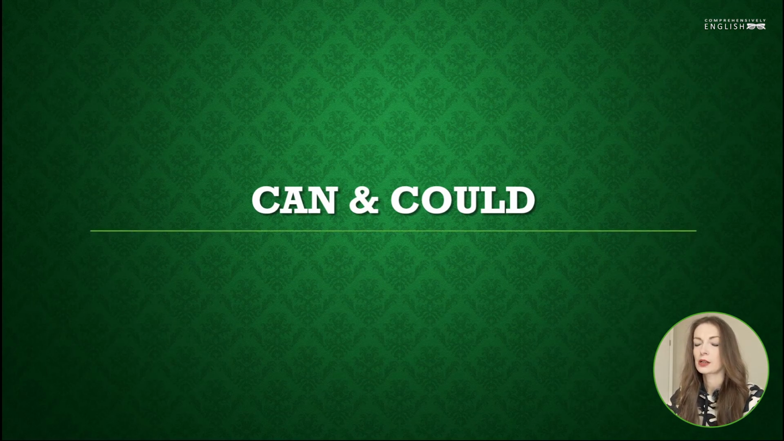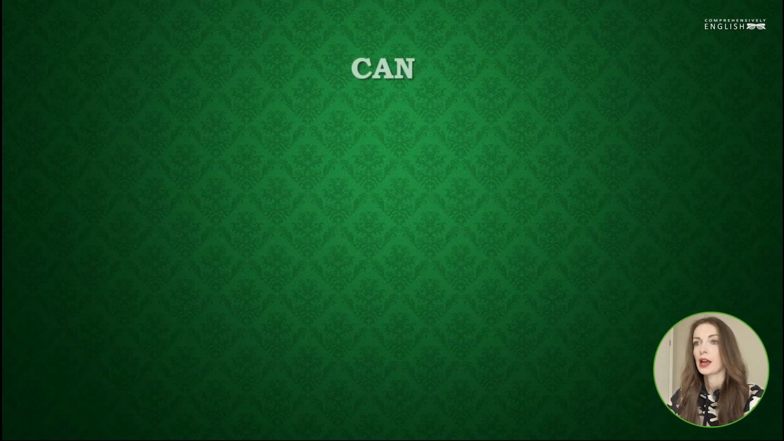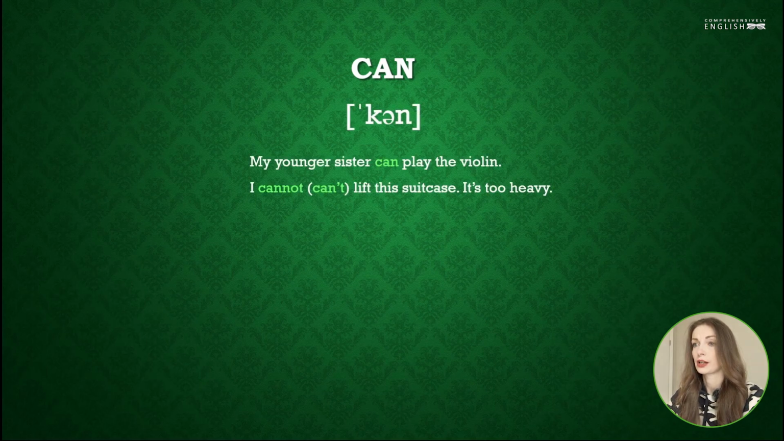Now let's start with the two modal verbs of the English language, and we'll begin with the way we read them. Can is can. My younger sister can play the violin. I cannot or can't lift the suitcase. In British English, it's can't lift the suitcase. It's too heavy.